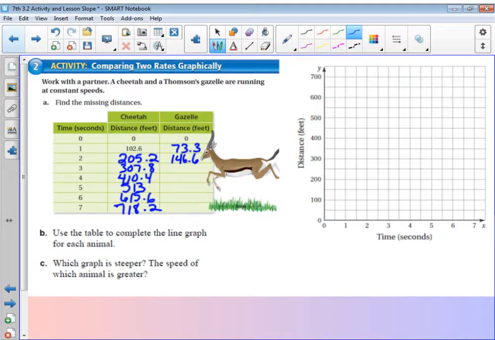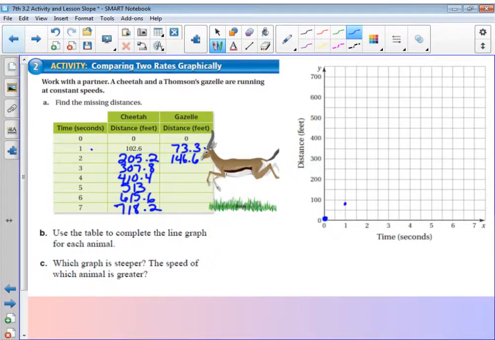Well, the time was 0 seconds, and the gazelle could go 0 feet in 0 seconds. So it starts right here. My next one, take note that on the graph, the boxes going up are each worth 50 because they're marked every 2 and they're marked at hundreds. And the boxes going across are each worth half, so every 2 boxes is worth 1. So at 1 second, our gazelle could go 73.3 feet. This first line would be 50, so 73.3 is probably about in the middle of that.